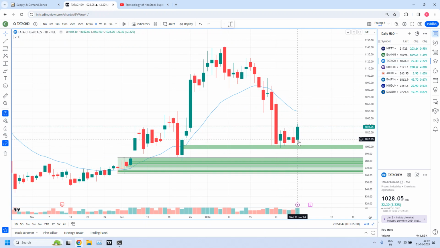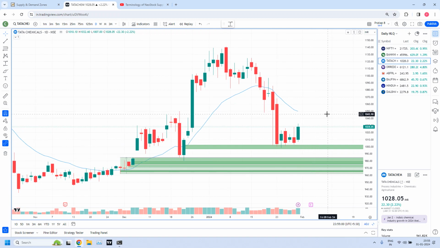And in this stock, we didn't get the entry buffer entry, but in some other stock we got the entry today based on this concept, that we will see. But anyway, Tata Chemicals, we did not get an entry today. And the next one is DRREDDY.